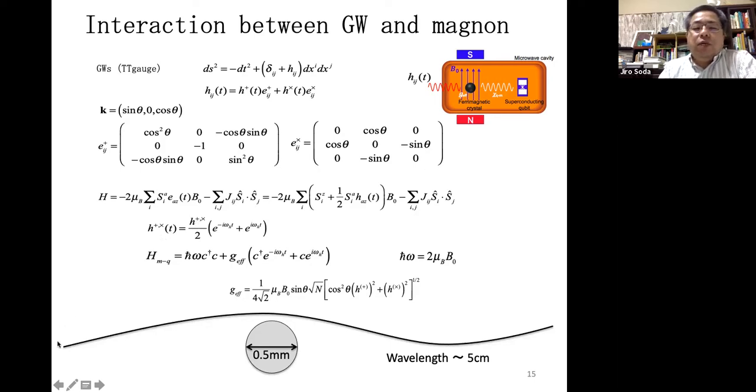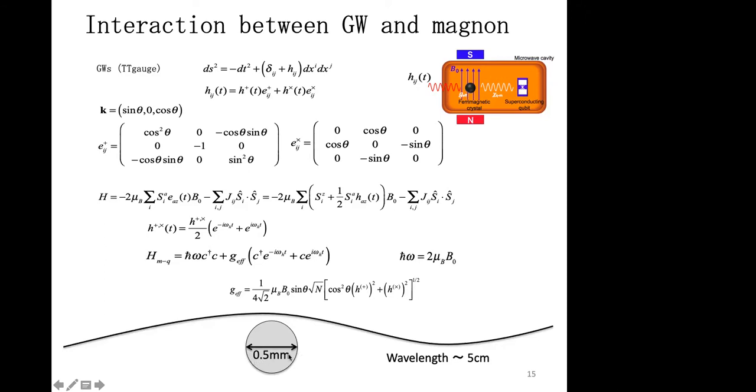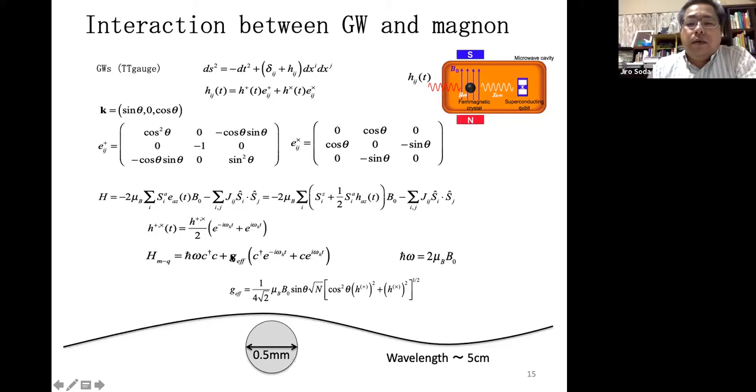We assume the wavelength of the gravitational wave is sufficiently large compared to the system size. This sphere has a diameter of 0.5 millimeter. So in this case, we obtain the effective coupling constant. This part is similar to the axion case. Here we have an extra coupling constant coming from the gravitational waves.